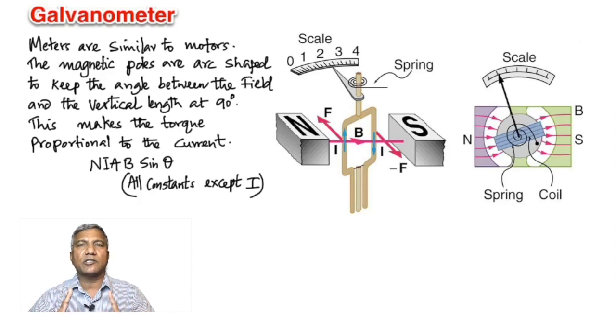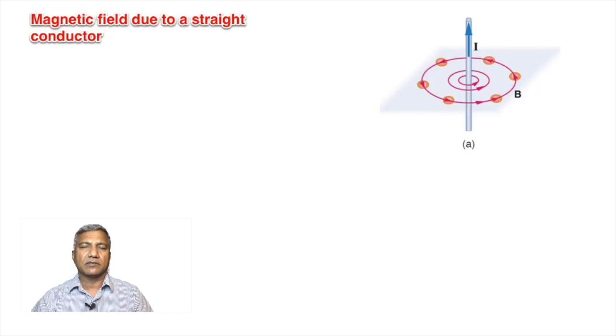Remember that a current always produces a magnetic field, but the pattern of the magnetic field depends on the shape of the conductor. For example, if you have a straight conductor as shown in the diagram carrying a current, and let's say it's flowing upwards, the magnetic field produced around it will be circular. So you will have concentric circles.